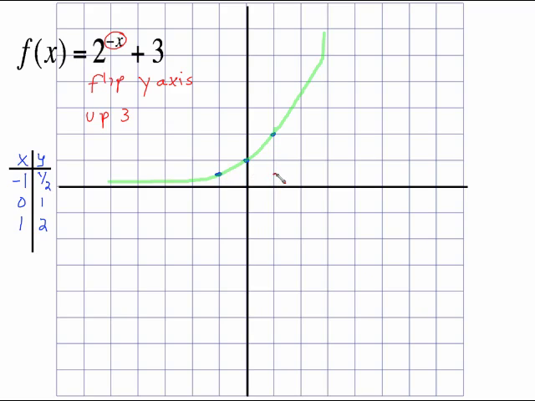So flip this over the y-axis, goes here. This is already on the y-axis. It's going to stay here. This is going to flip over here. So 2 to the negative x would just be this curve that I'm tracing out. But I need to move that up 3.